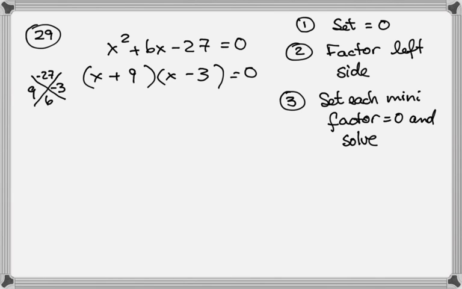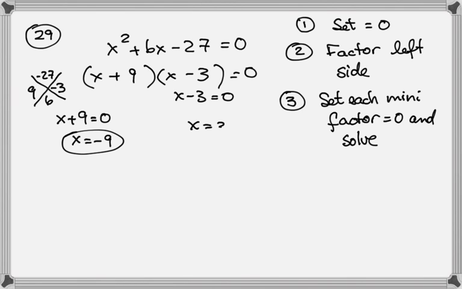So we factored it, and now we're at the point of what we did first. We said each mini factor equal to 0. We get x equals negative 9 and x equals 3. So it's really just one step further of what we learned before. We learned how to factor. And now you just have to set each factor equal to 0 because we're solving.